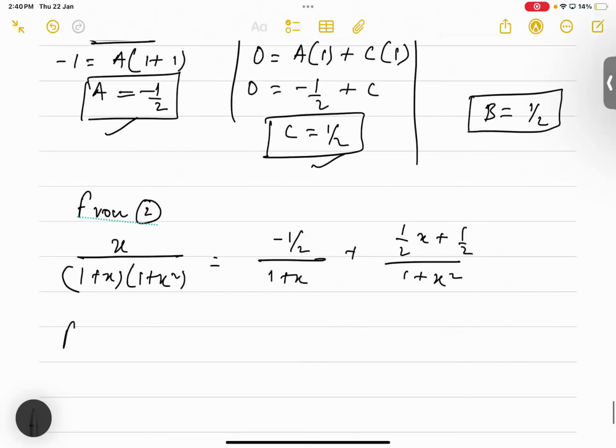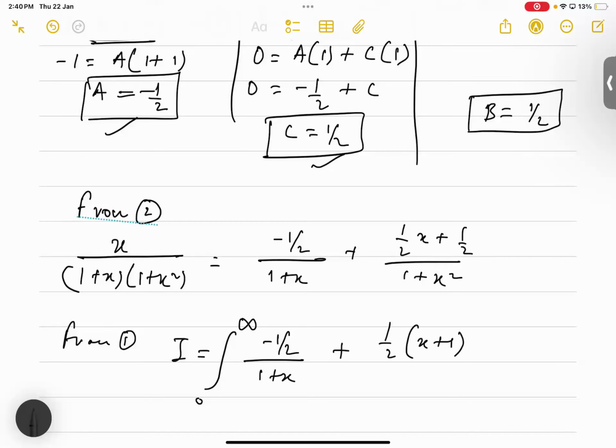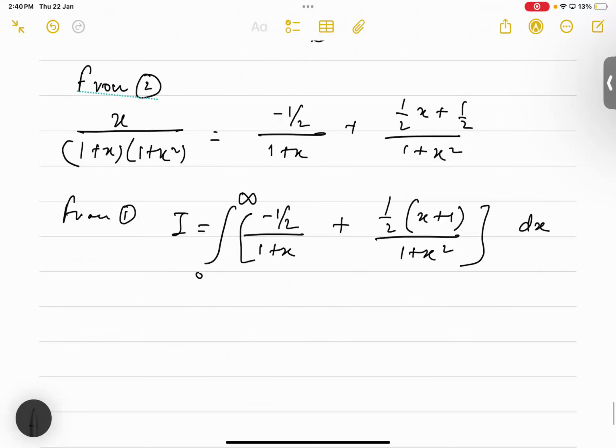From 1, just integrate this. Okay. Half x plus 1 plus x square. Correct? Yes or no? Right?